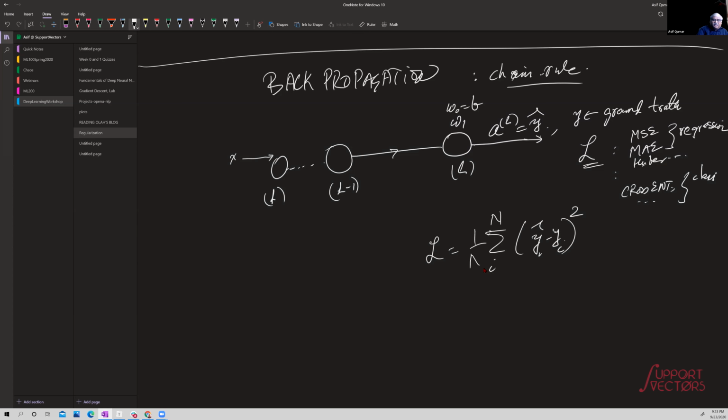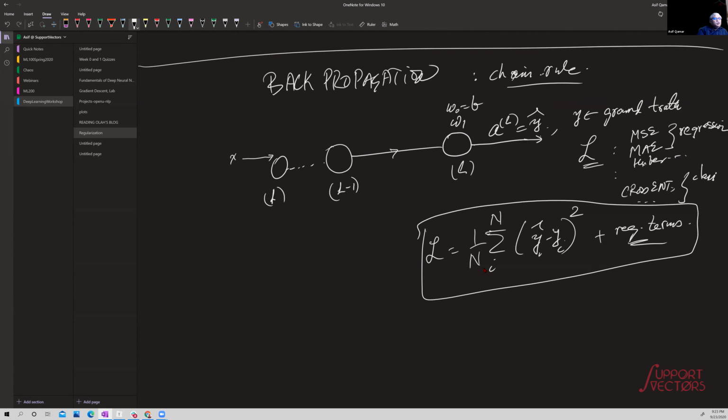And maybe you want to divide by n also, or plus regularization terms. Let's put it this way. So this is your loss function. Now that we learned regularization, you can assume that regularization terms are always there.